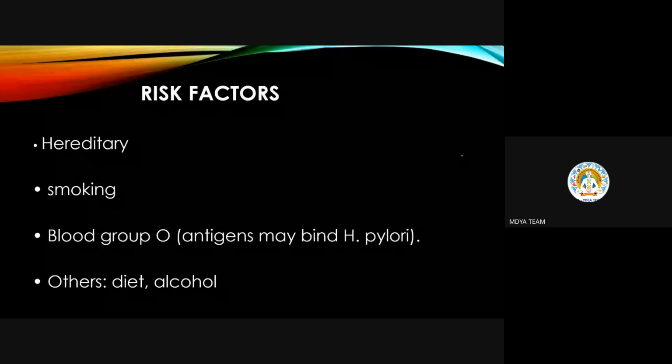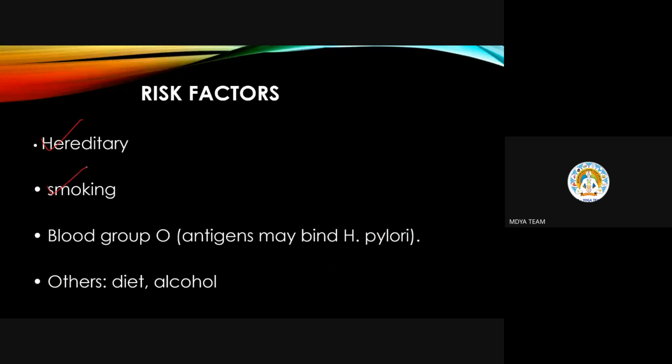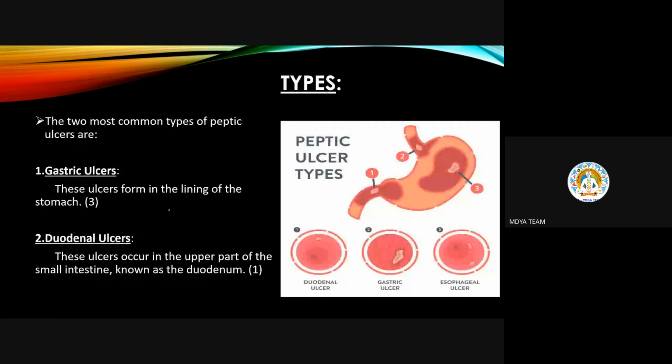There are certain risk factors: hereditary, smoking, blood group O, diet, alcohol, etc. Not required so much. Now types. This is important again. The two most common types of peptic ulcers are gastric ulcer and duodenal ulcer. But one more is there, esophageal ulcer, that we'll also see.